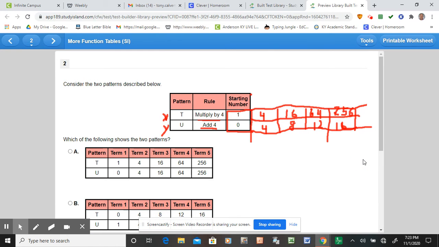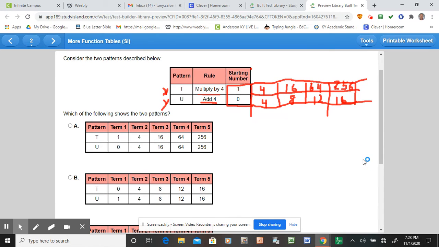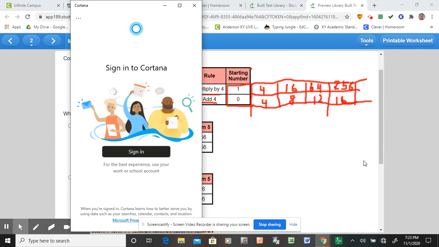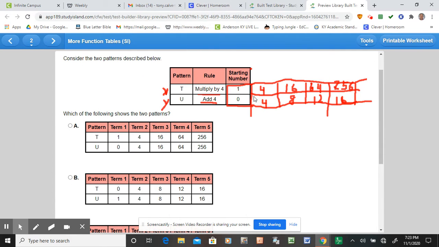Now, we need to check and see which one of these tables below matches what we're looking for. So let's go below, and we're looking for the top row. And I'm getting something on my screen. I don't know if you can see that, but it kind of interrupts me. It should say 1, 4, 16, 64, and 256. The bottom row with U should be 0, 4, 8. 0, 4, ooh, that's 0, 4, 16.